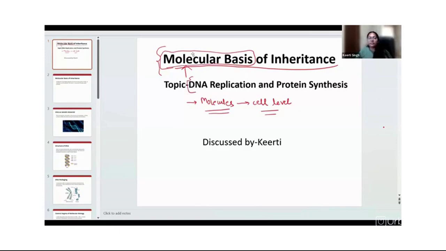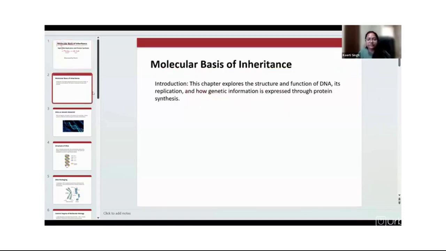so let's start with our chapter. This chapter explores the structure and function of DNA. As you already know, in humans, DNA is the genetic material. So this chapter concerns DNA replication, and how this genetic information is going to express through protein synthesis. Right?